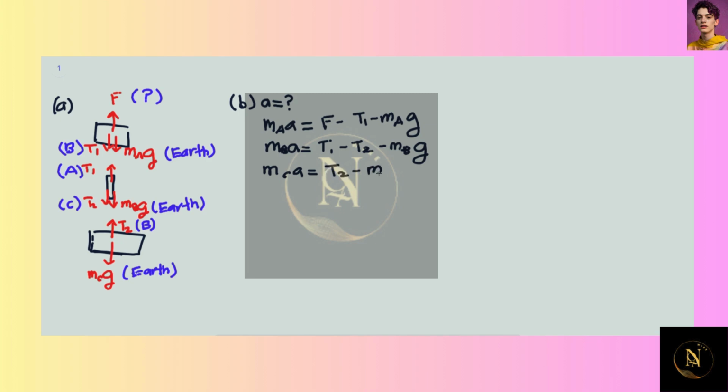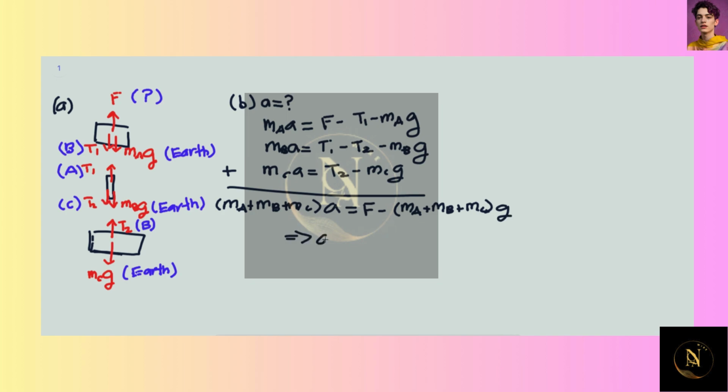T2 minus m_C g. Okay, and I think the easiest way to solve for acceleration is just add these three equations together. So on the left-hand side, if I collect terms, I get the total mass multiplied by their joint acceleration. And then we see that the tensions all cancel out if I add them on this side. So I'm just left with the applied force minus, again, the sum of the masses multiplied by gravity. Okay, so now I can solve for acceleration by dividing both sides by total mass, minus g, and then we plug in numbers.